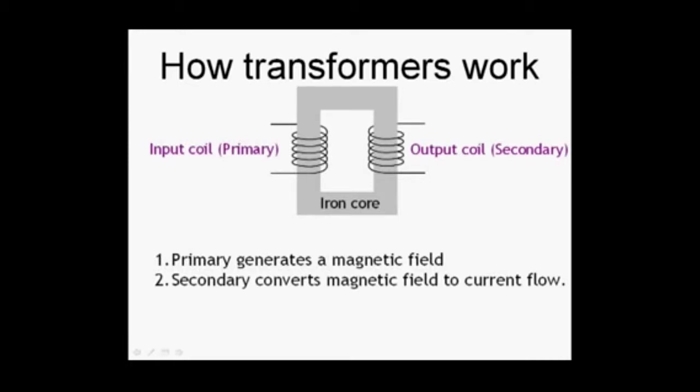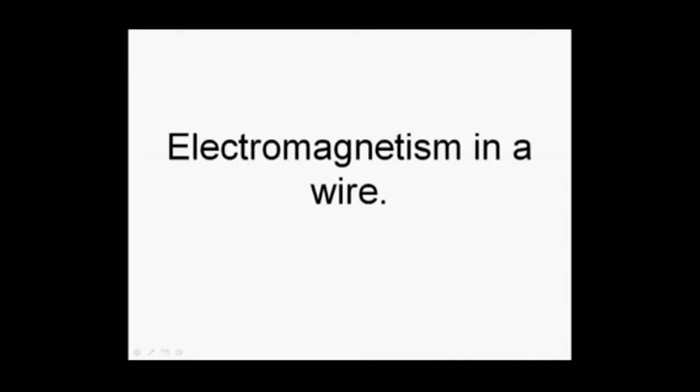The basic transformer construction consists of a primary coil magnetically linked via an iron core to a secondary coil. The primary coil generates a magnetic field, and the secondary coil converts that magnetic field back into a flow of current or a voltage. So if we look at what goes on in a wire when we pass a current through it.